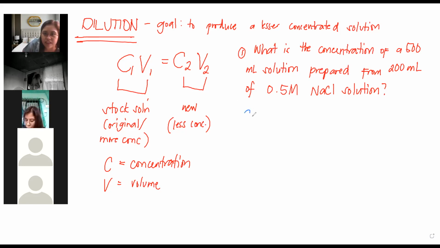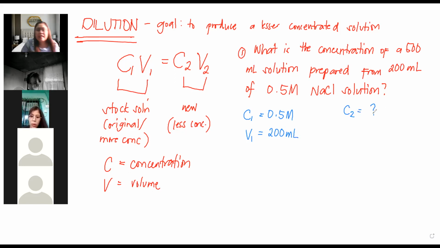which means that the C1 here is the 0.5 M. This is the original concentration of the original solution. And the volume 1 here, the volume of the original solution is 200 ml. While the concentration for the new solution, syempre, is unknown. Ito nga yung ating hinahanap. But the volume is given and that is 500 ml. So ano daw yung kanyang concentration kung ang 0.5 M na 200 ml, dinagdagan mo ng solvent, tapos, ang kanyang volume ay naging 500 ml na.